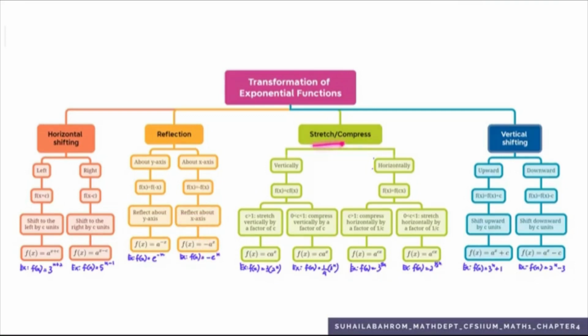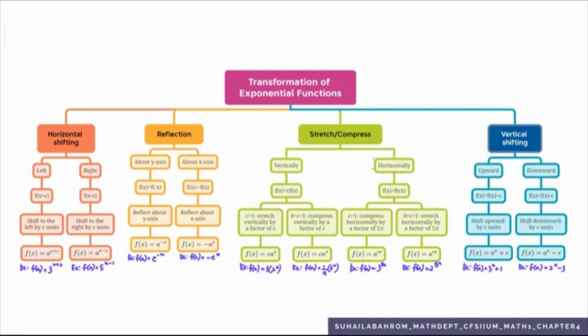Then we move to the stretch or compress. First we have to look at the vertical stretch or compress. If the factor is in front of the function, for example, we have 3 times 2^x. When c is greater than 1, the transformation technique is stretch vertically by a factor of c. So for this example, stretch vertically by a factor of 3.